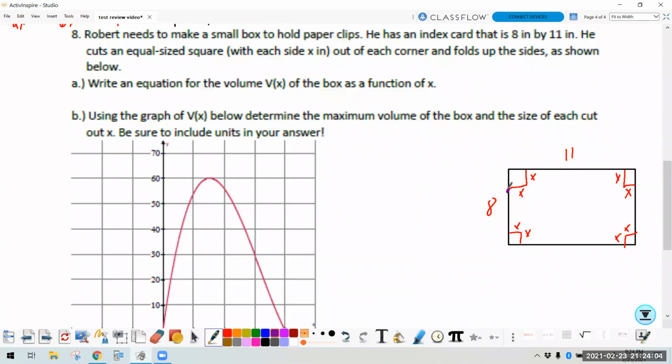So that means this part that's left is 8 minus 2x. And this part that's left is 11 minus 2x. And if we were to fold this box up, the height would be x. So the volume is the height times the length times the width.